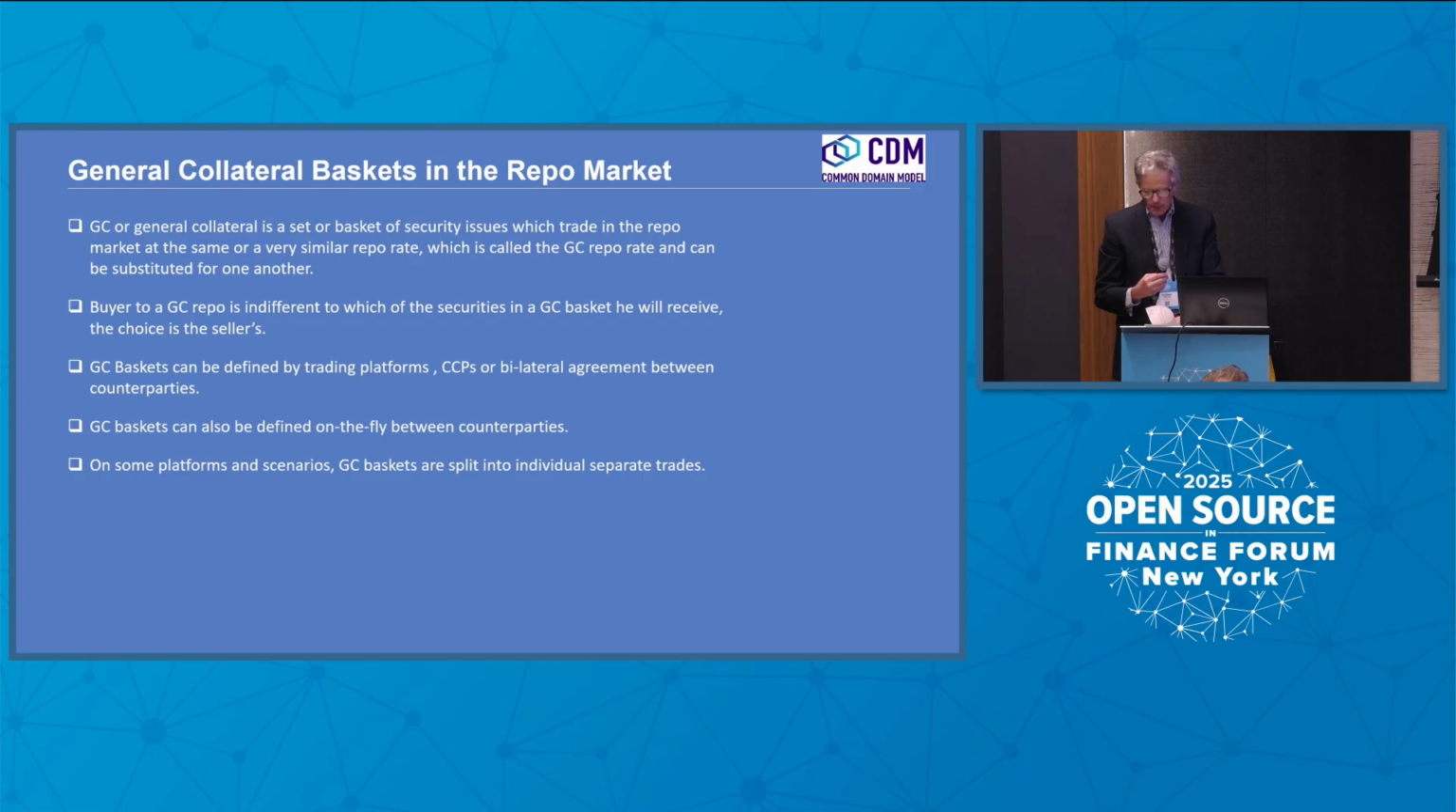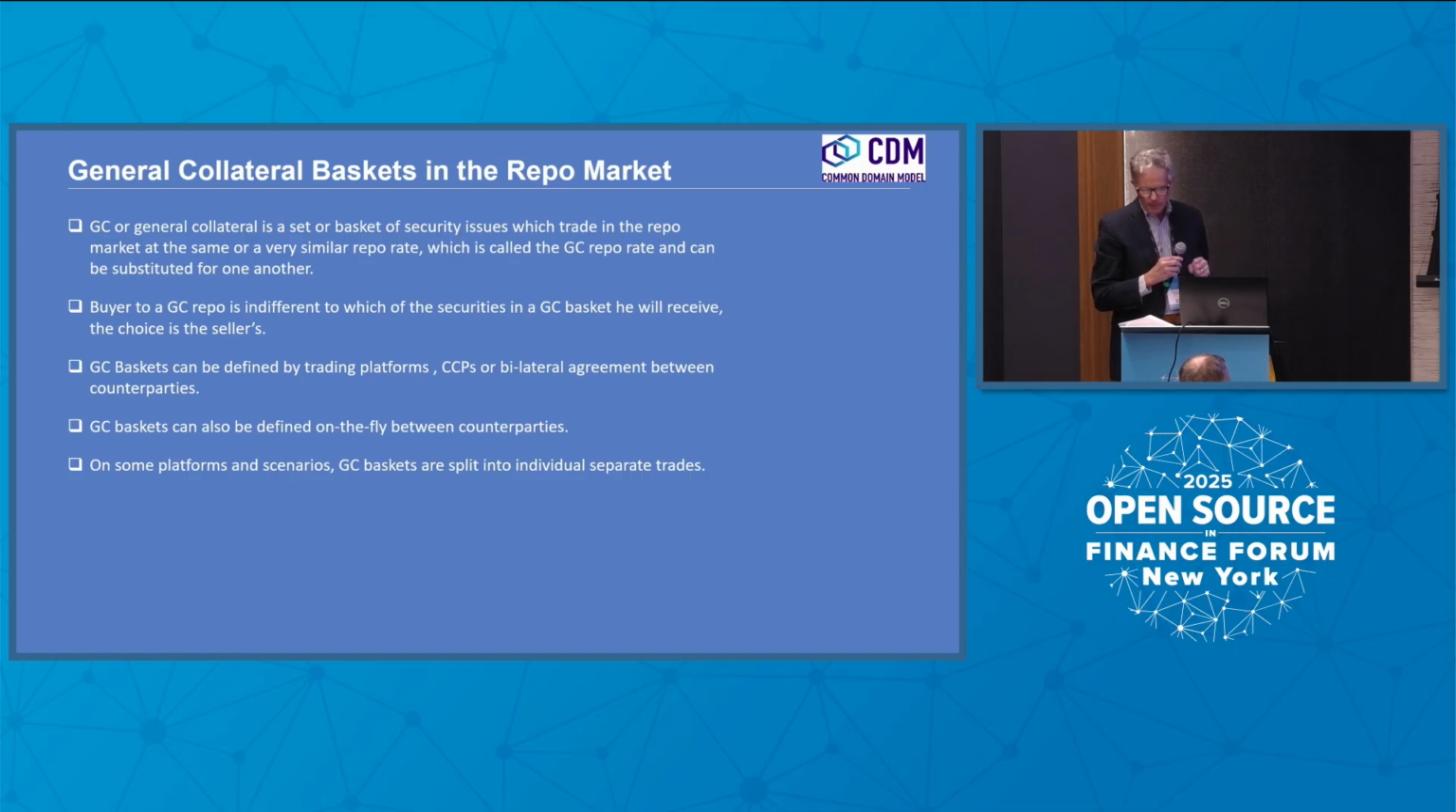One example in the repo space where collateral comes in, and that's especially important, is the use of general collateral baskets. A general collateral basket is a set of securities provided as collateral from the seller to the buyer, but in this case the buyer isn't very specific about exactly what securities they want. They're willing to take anything that meets the eligibility requirements in the basket. They tend to have lower rates on these general collateral baskets, so they are quite attractive for grouping lots of securities together.